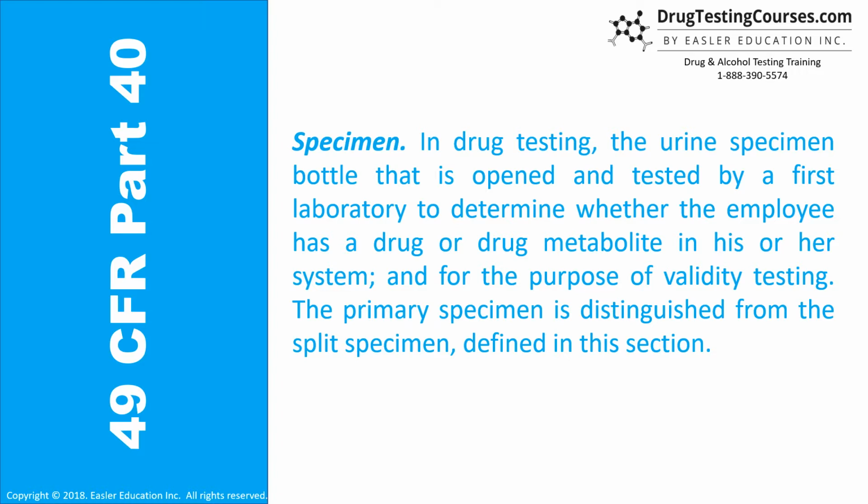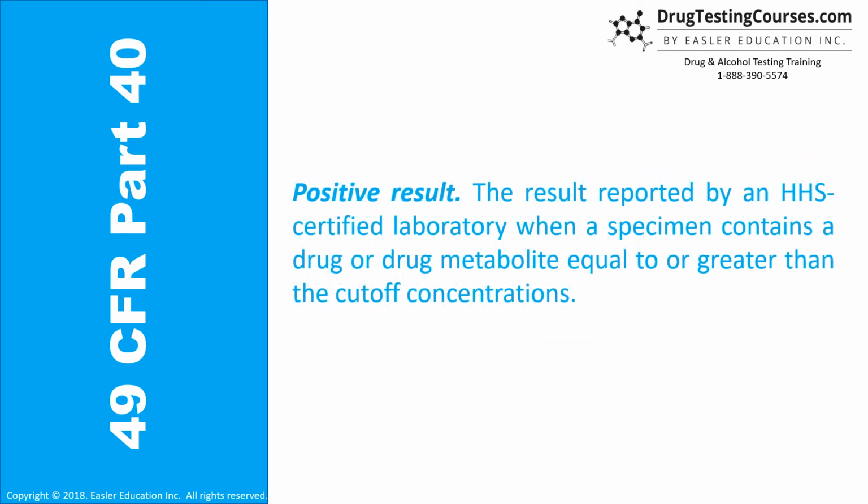Primary specimen. In drug testing, the urine specimen bottle that is opened and tested by the first laboratory to determine whether the employee has a drug or drug metabolite in his or her system, and for the primary purpose of validity testing. The primary specimen is distinguished from the split specimen defined in this section. Positive result: the result reported by an HHS certified laboratory when a specimen contains a drug or drug metabolite equal to or greater than the cutoff concentrations.